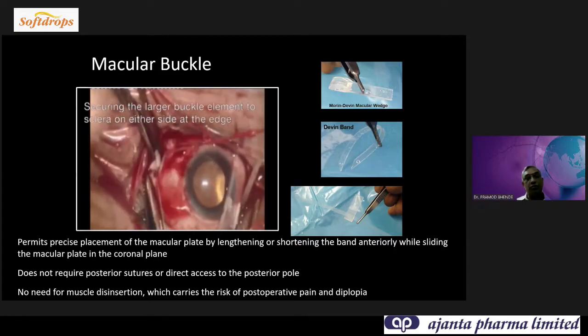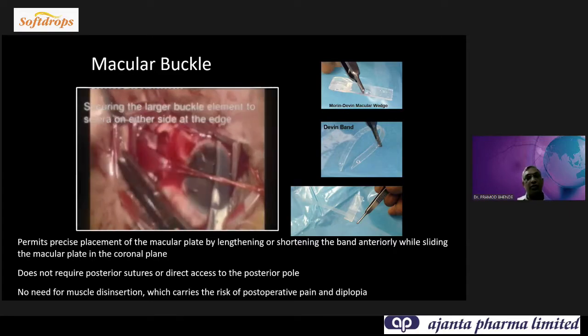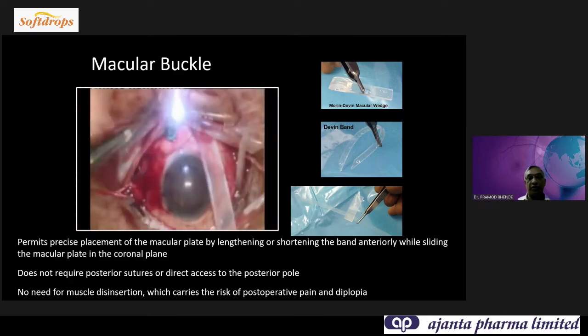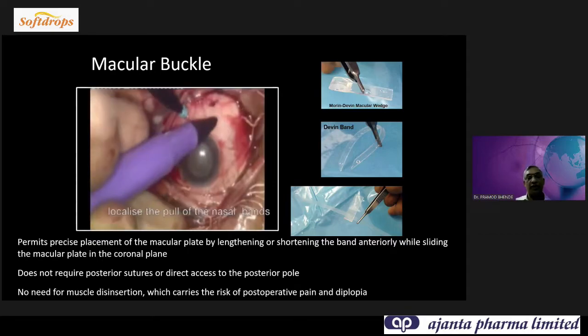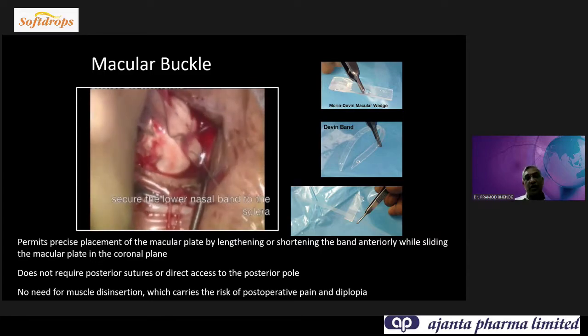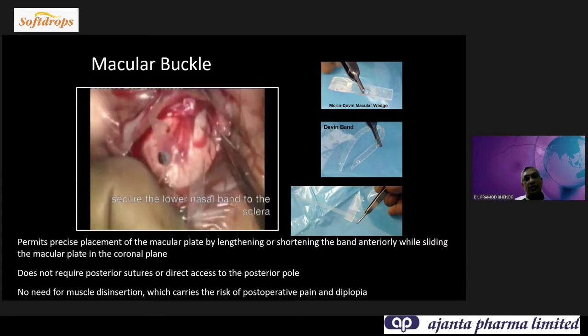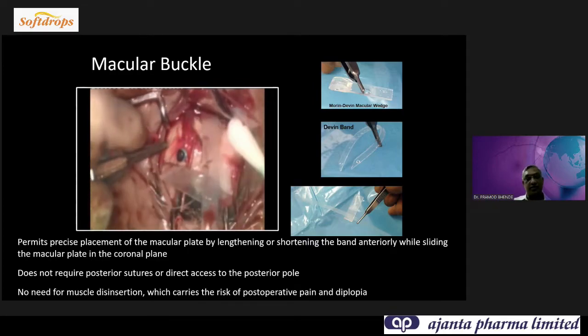Generally we use a chandelier, or you can use indirect ophthalmoscopy to check the position of the macular plate. This is where you can see that it is settled well under and supporting the foveal area, the macular area, and then the two arms of the T can be sutured on either side of the medial rectus, pulling and assessing and judging the traction.